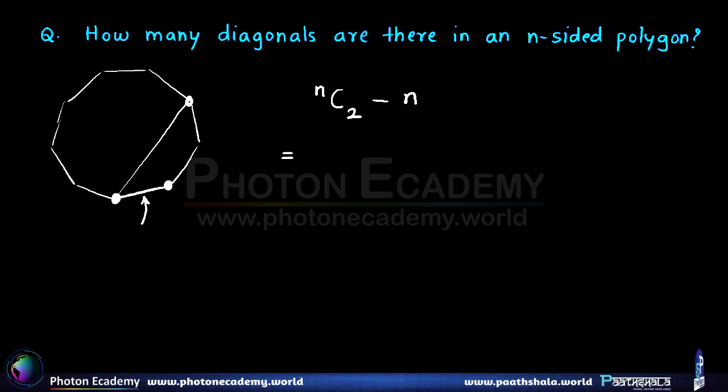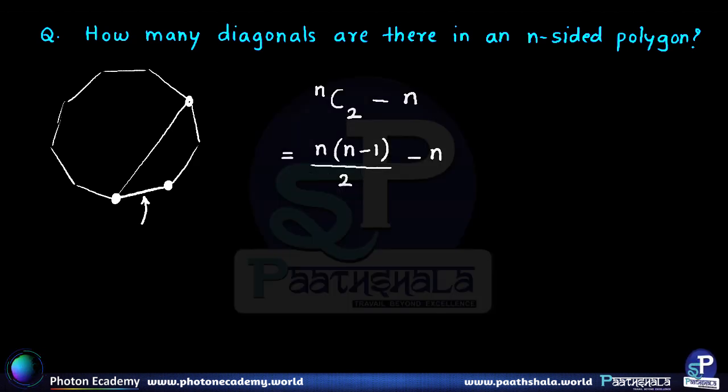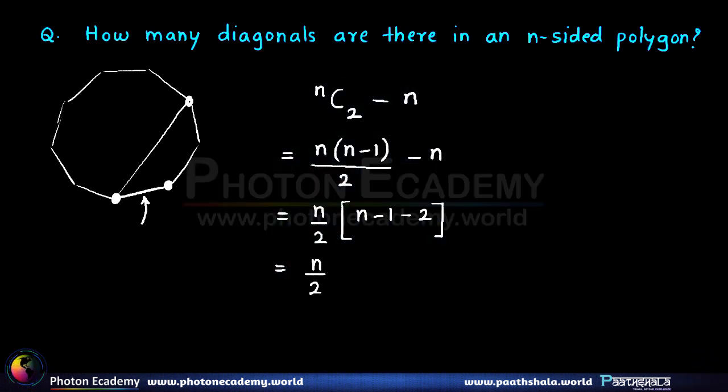So we may simplify this further using the formula. nC2 is nothing but n into n minus 1 upon 2, minus n. So if we take n by 2 common, then in the bracket we will have n minus 1 minus 2 remaining, which turns out to be n by 2 into n minus 3. So that's the final answer. Let's go to the next question.